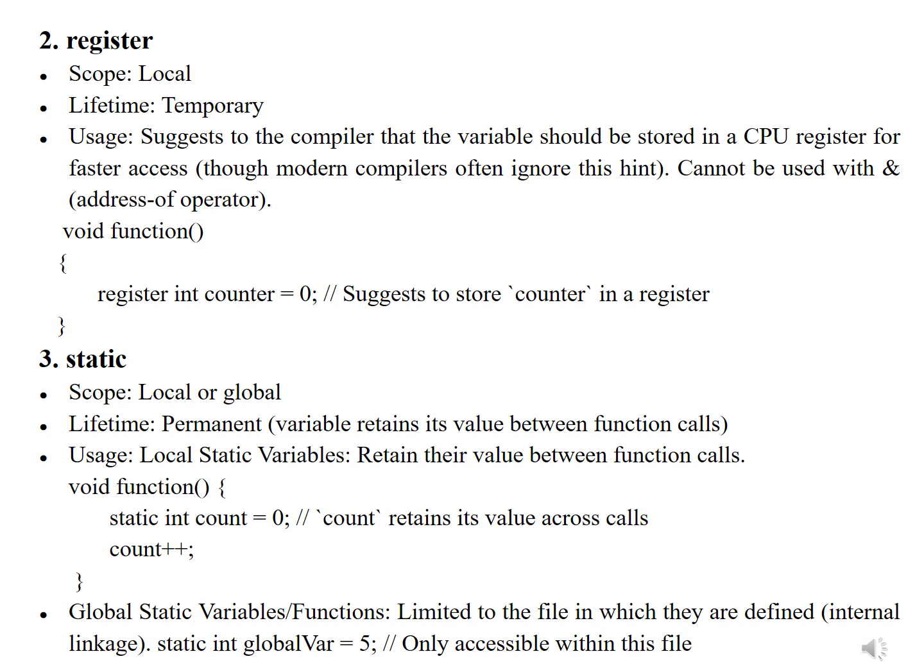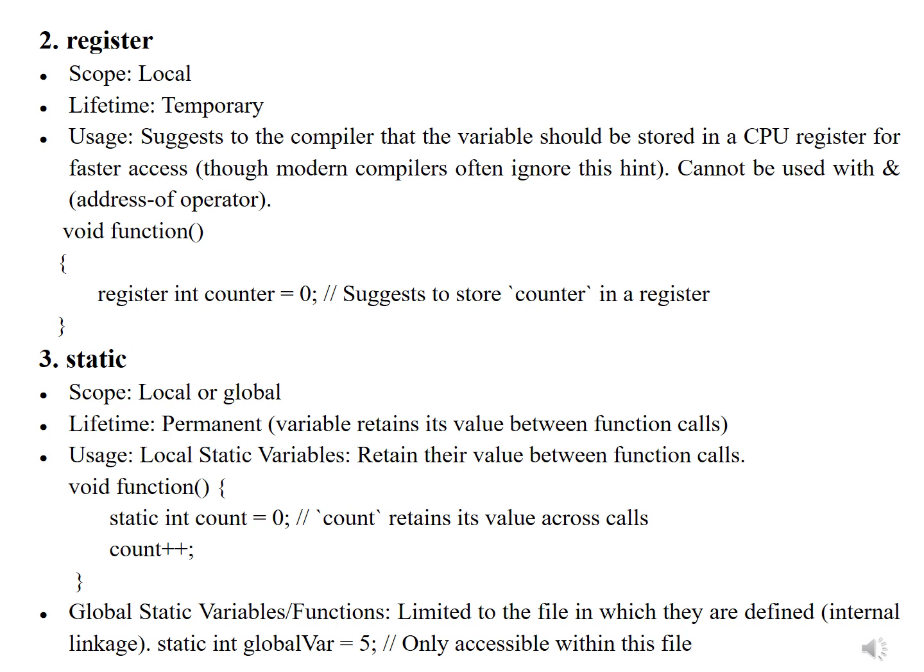The third one is static. It acts as local or global and its lifetime is permanent. Very carefully observe that static is permanent and variables retain their value between function calls. For example, void function, open the bracket, static int count = 0, count++. So count retains its value across the calls.